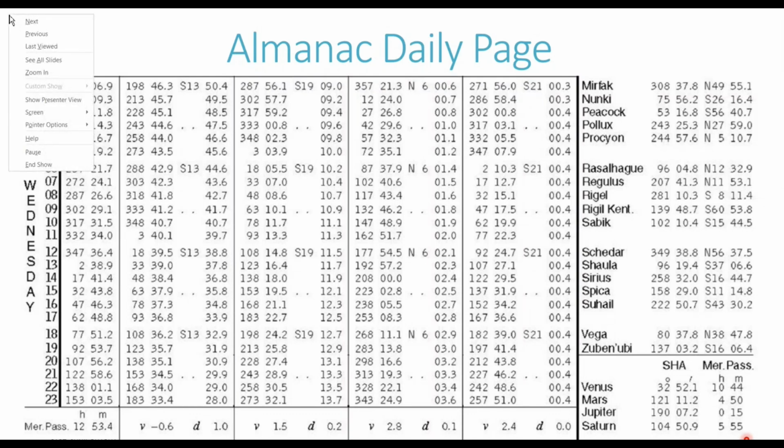So any doubt up to here, beta? Whatever is given to us, sir, is in LMT, meaning? That's right, beta. The meridian passage time given is in LMT.